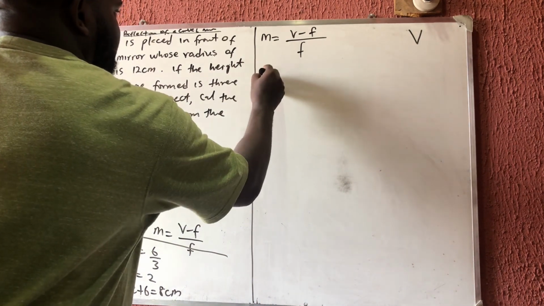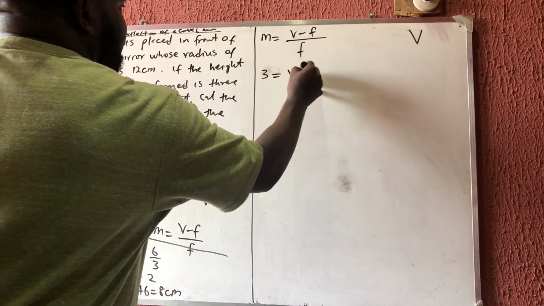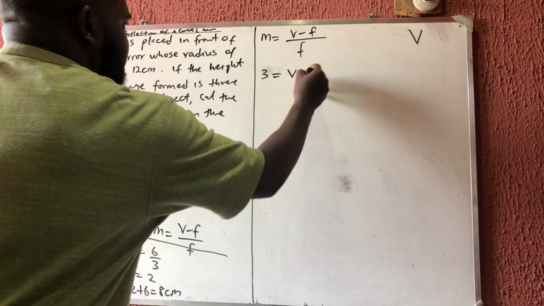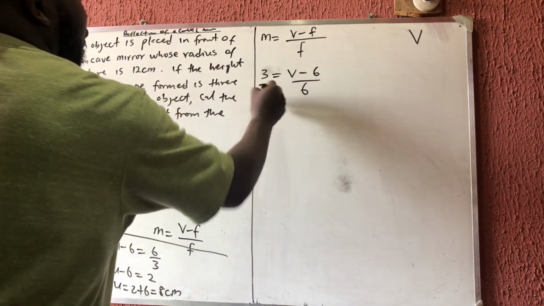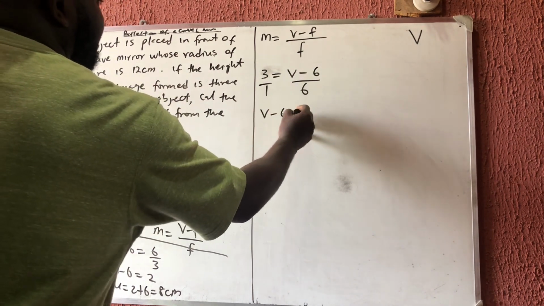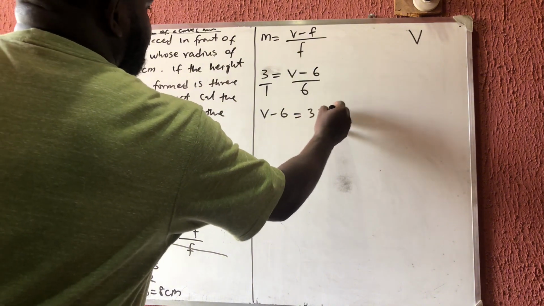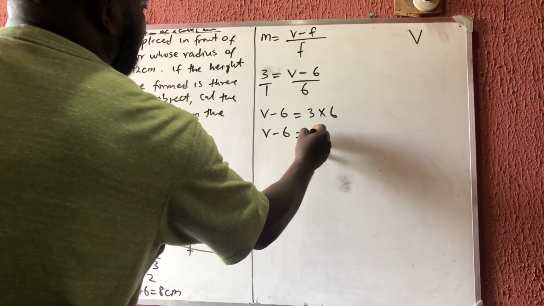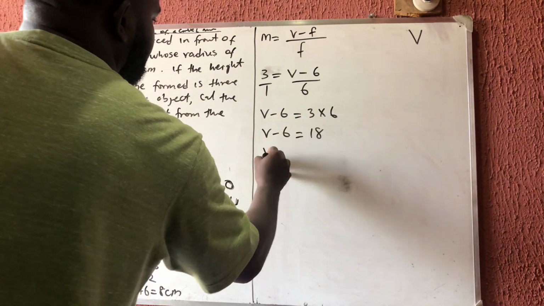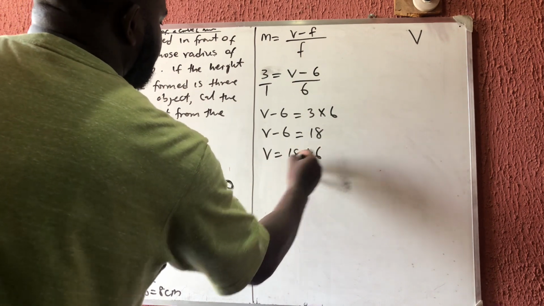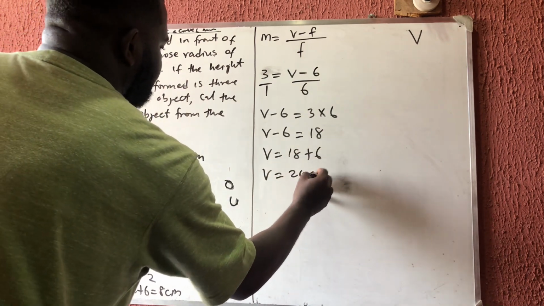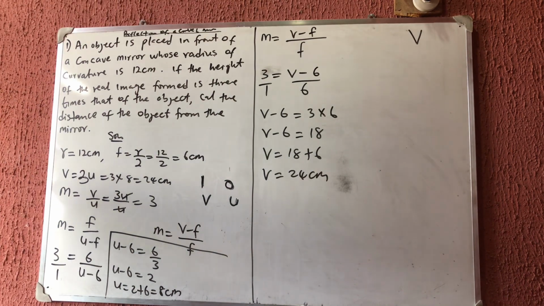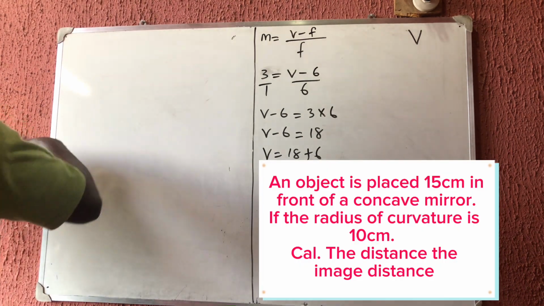Our magnification 3 is equal to V, which I'm looking for, minus my F, which is 6, all over 6. If I cross multiply, I have V minus 6 is equal to 3 times 6, which is 18. So my V will be 18 plus 6, so V is 24 cm. The same answer.